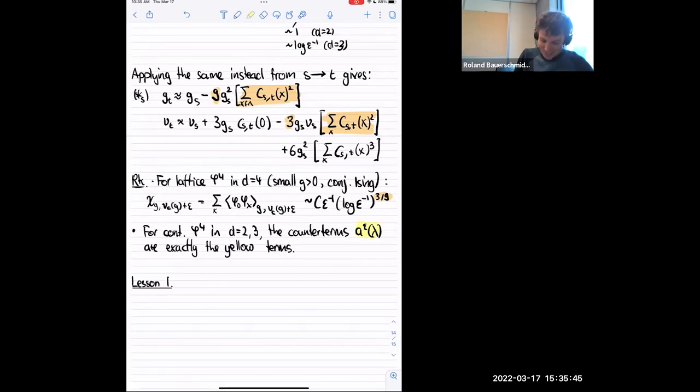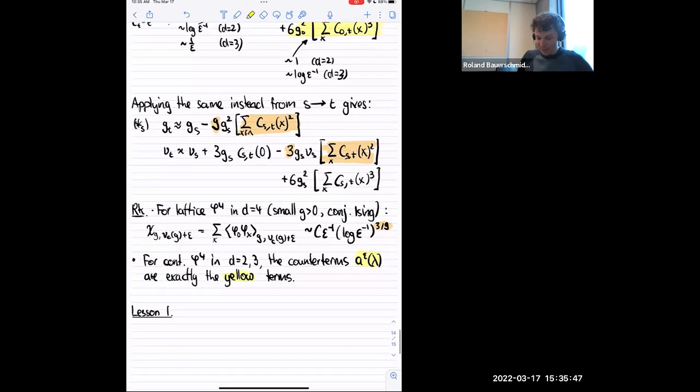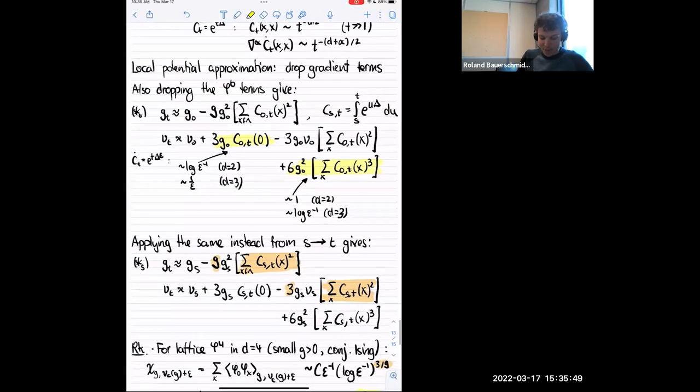Okay, it's the yellow terms. Very good. And in fact, you put the opposite sign of these counter terms into the new knot, and then it cancels these divergent terms. And it turns out that's all you need to cancel to get rid of these infamous infinities here.